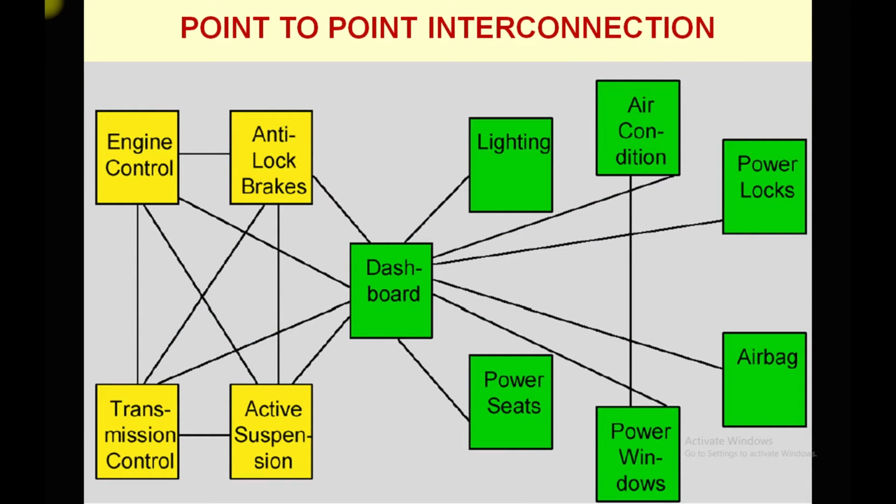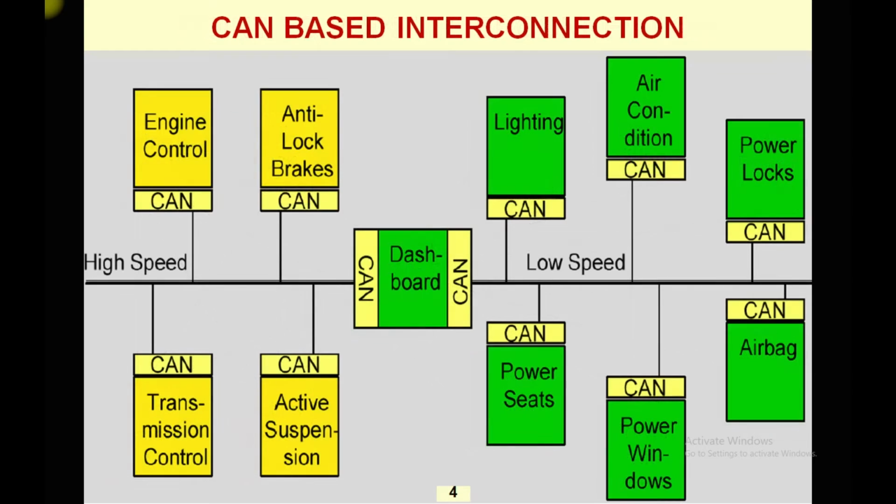There is a dashboard, lighting systems, air conditioning system, power lock, central locking system, airbag systems, power windows and power seats. Similarly, anti-lock braking system, engine control, transmission control and active suspension are interconnected with the dashboard. To reduce this complexity in the interconnection between the multiple microcontrollers doing multiple jobs in a car, which are called ECUs, several ECUs, which are electronic control units, were interconnected together like this earlier. Because of the presence of the CAN bus, it is more comfortable, as we see here.